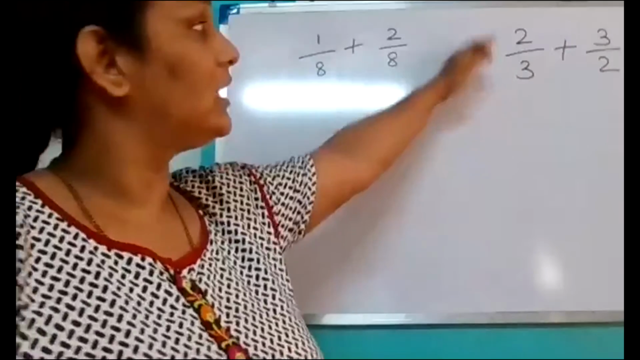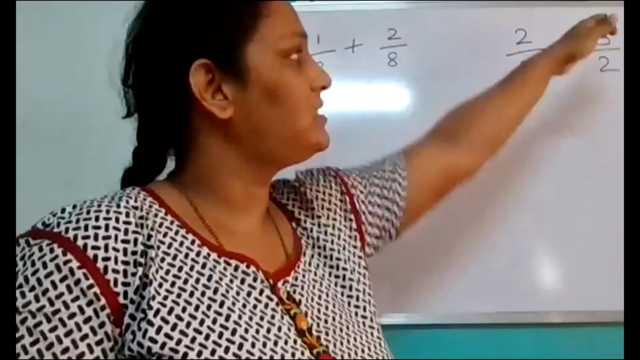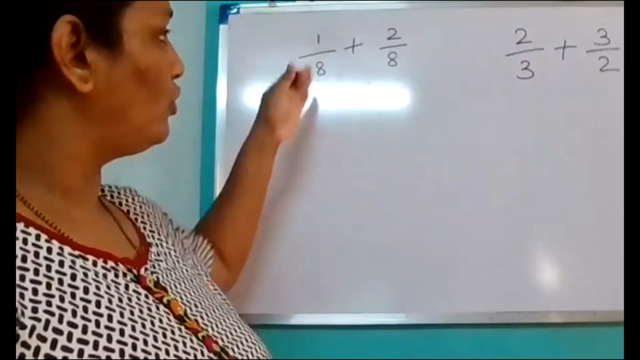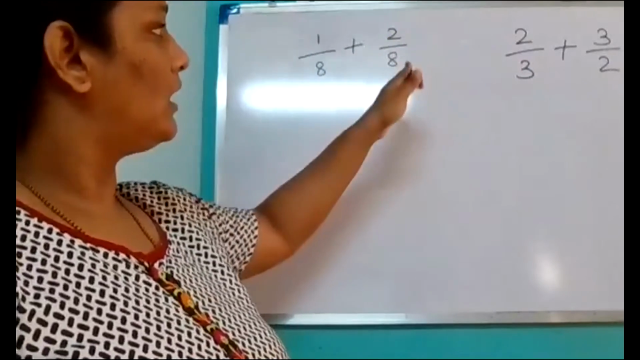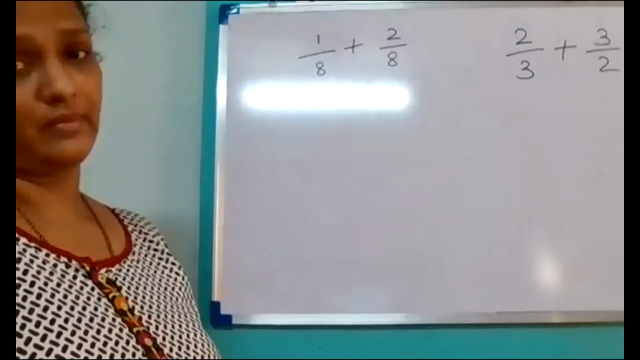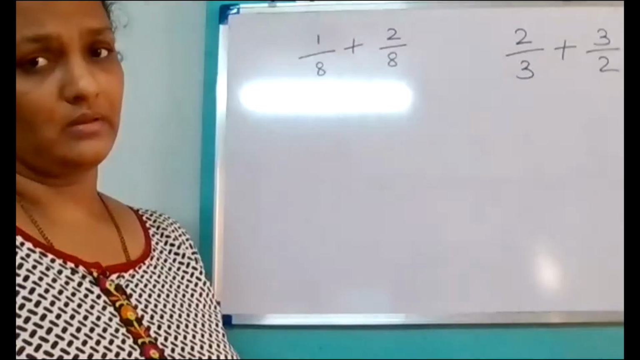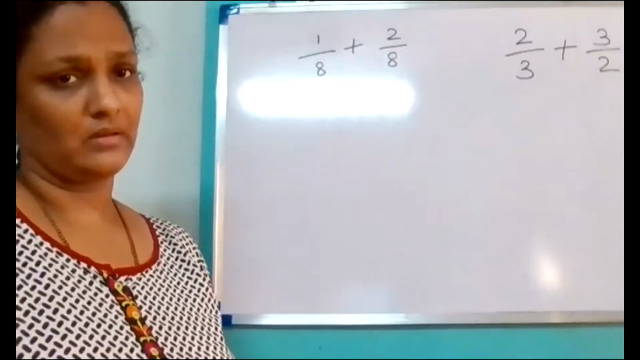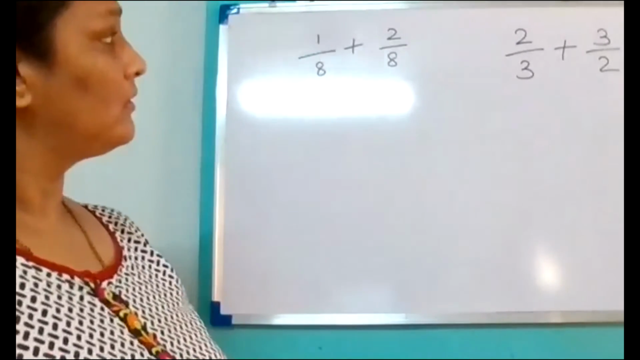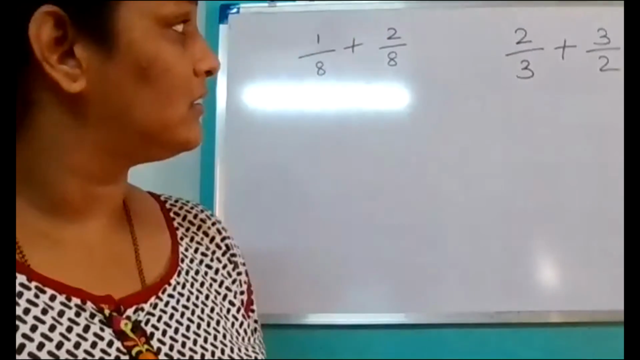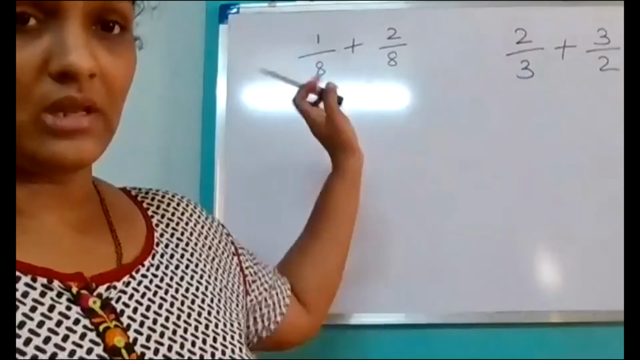I've written one more fraction here, that is 2 by 3 plus 3 by 2. And another fraction here, that is 1 by 2 plus 2 by 8. Can I add? 1 plus 2 is 3, and then plus 3 upon 8 we are going to write 3 upon 16. Okay, this is 3 upon 8.